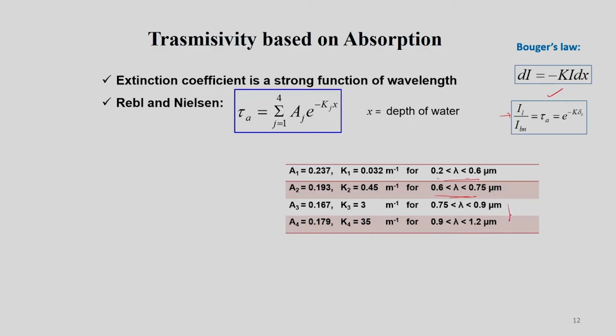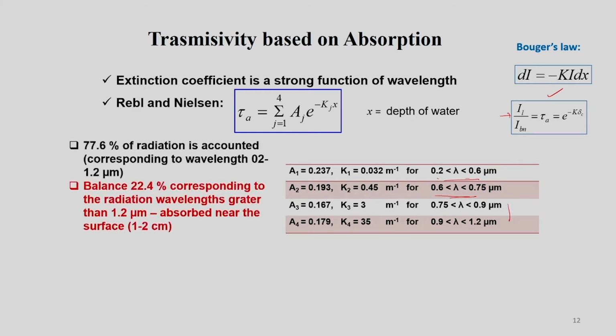So if we combine A1, A2, A3, A4 and analyze critically, it is found that about 77.6% of radiation is accounted for corresponding to wavelength of 0.2 to 1.2 micron, and the balance 22.4% corresponds to radiation wavelength greater than 1.2 micron, which is absorbed near the surface, 1 to 2 centimeter from the surface.